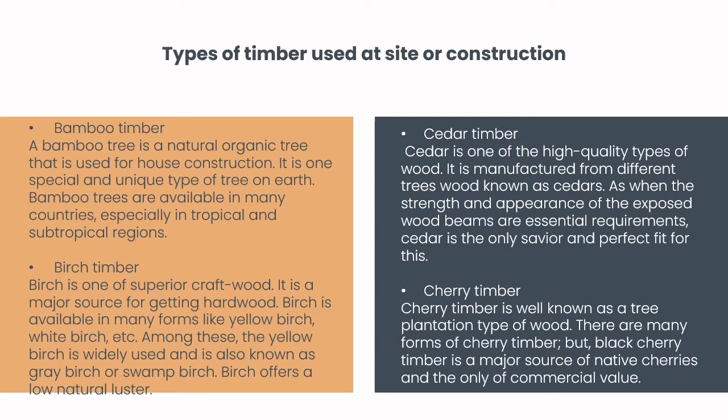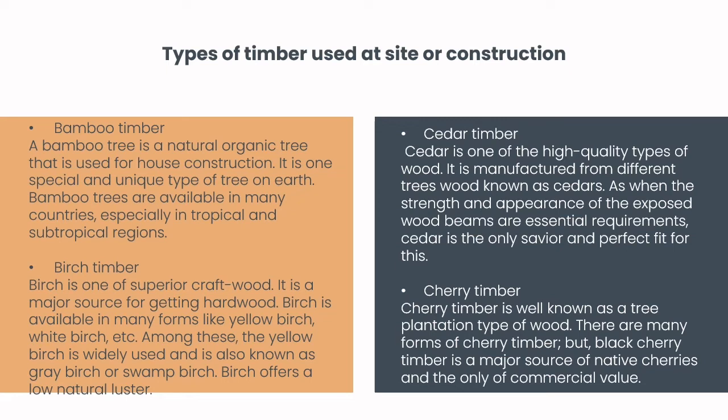Second, birch timber. We know birch is one of several craft woods. It is a major source for getting hardwood. Birch is available in many forms like yellow birch, white birch, and others. Among these, the yellow birch is widely used and is also known as grey birch or swamp birch. Birch offers a low natural luster.